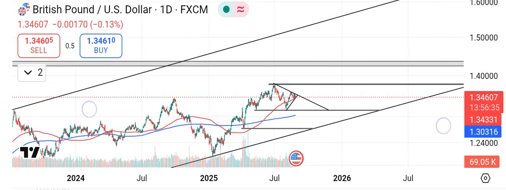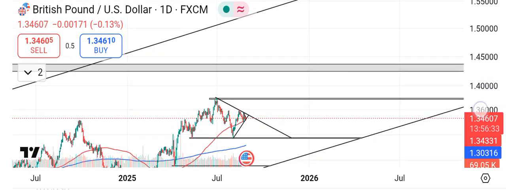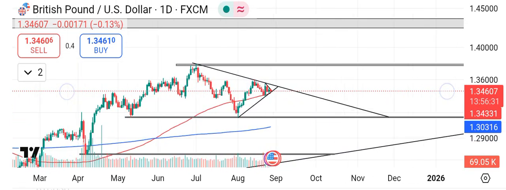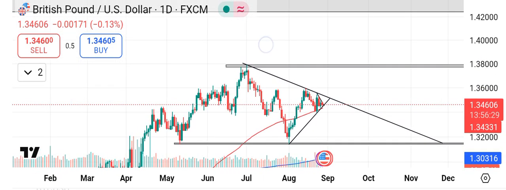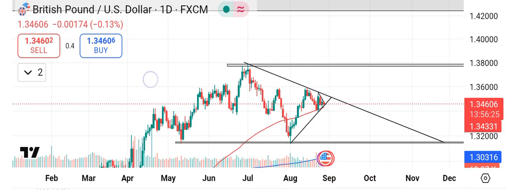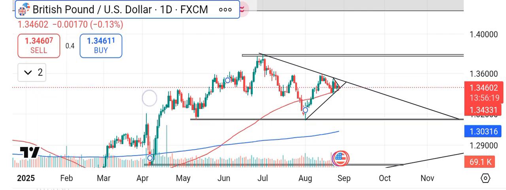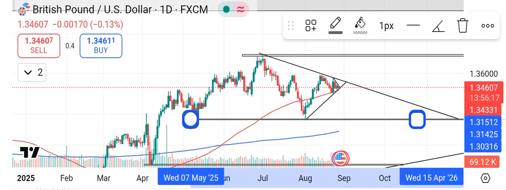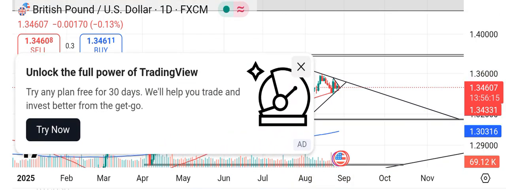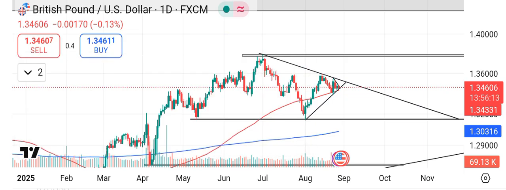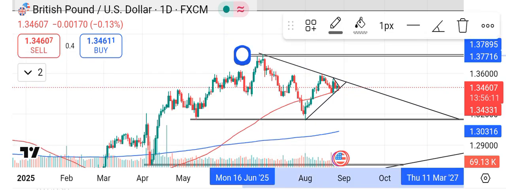Let's zoom in. You can see that here we have our resistance level. This is the highest point price has gotten to currently, and this is the current support. So the price is trading between this range, our support here and our resistance. This is the range the price is trading.